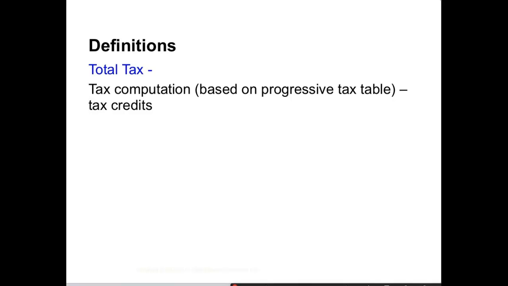All right, and your total tax, which is the amount due, is your tax computation minus your tax credits at the very end. So you can think of the tax computation as your tax bill before credits.